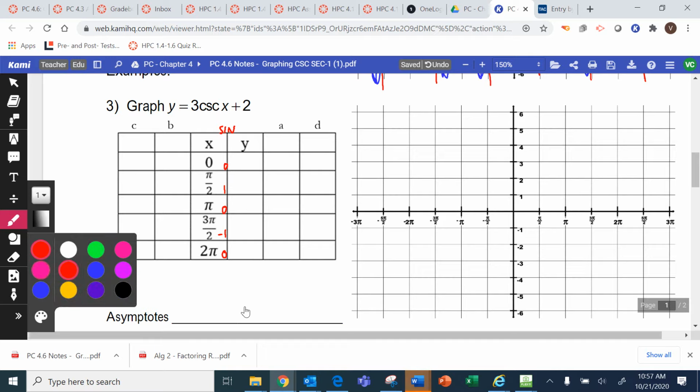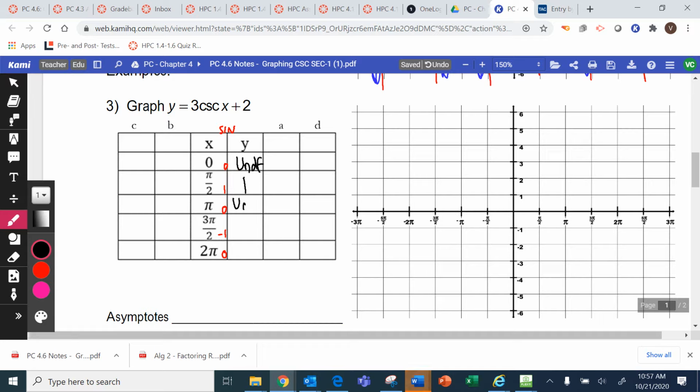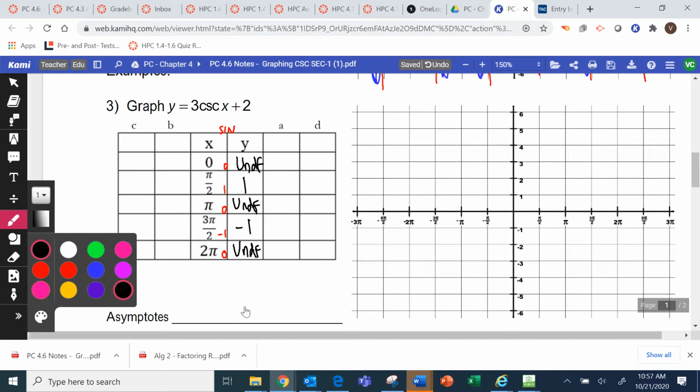So I just write those down before I flip them. So now I'll go ahead and flip those, and I will have undefined, 1, undefined, -1, undefined. So those are my key points, and now we're going to transform them. Use transformations.